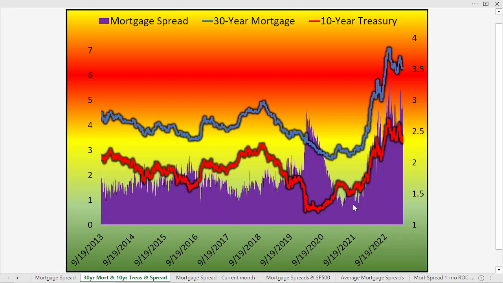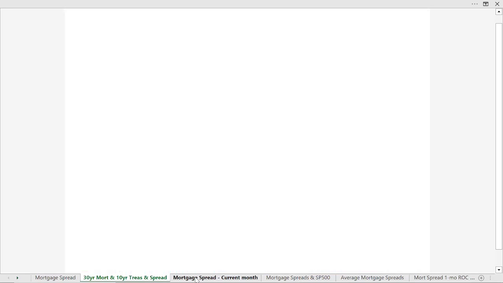We can see most recently that the 10-year Treasury is around 3.43%. The 30-year mortgage, the average mortgage, is about 6.27. The difference between the two, being the mortgage spread, stands at right around 3%, and that's historically a very significant level. I believe the average mortgage spread over the past several decades might be around a 1.7 level.